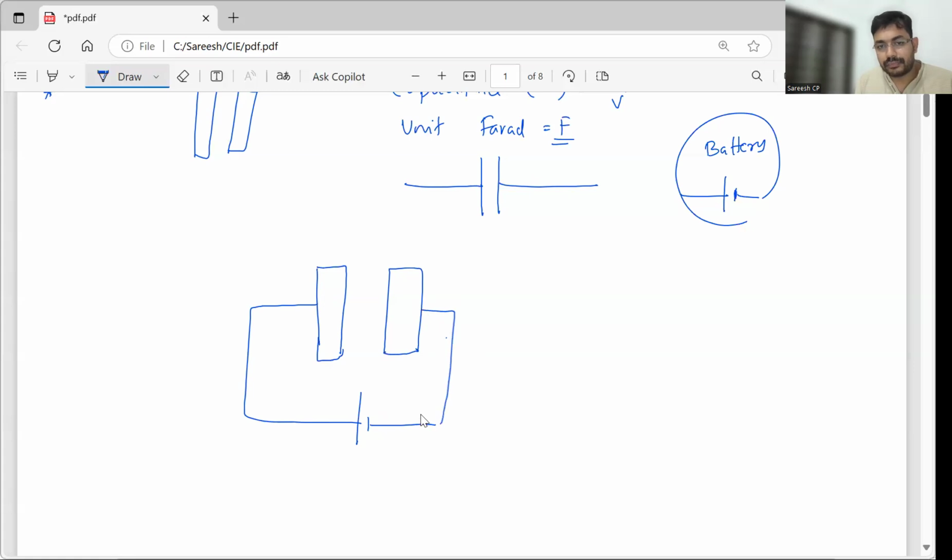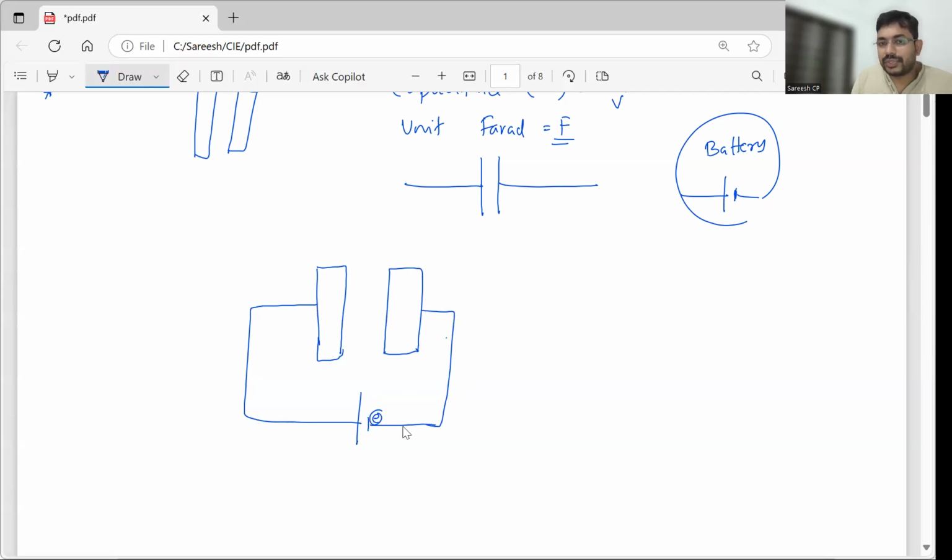So what is actually happening is, before it is charging, there are no extra electrons on the capacitor, or we can say that the capacitor is neutral. When the capacitor is neutral, it does not have any extra electrons. Like an atom, it's electrically neutral. But when you connect it to a battery, slowly the electrons from the battery will start moving over here.